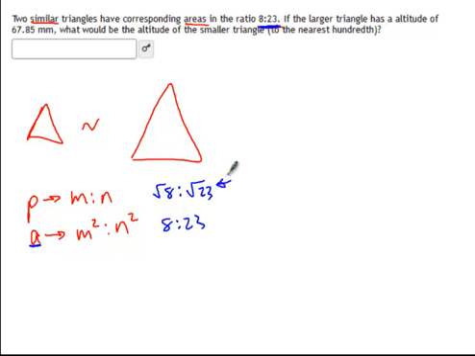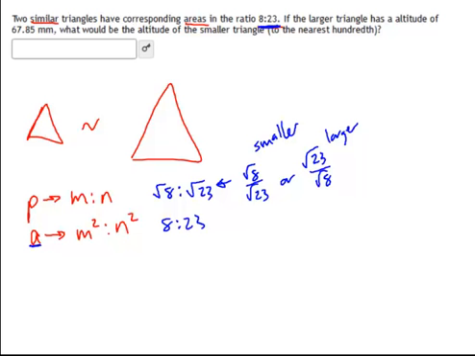So when we look at this conversion factor here for parts, it's either going to be root 8 over root 23 if you're finding the perimeter or the one-dimensional part of the smaller figure, or if it's the larger figure, if it's a number that needs to be larger, you're going to use the other side, the larger side over the smaller side, so root 23 over root 8.